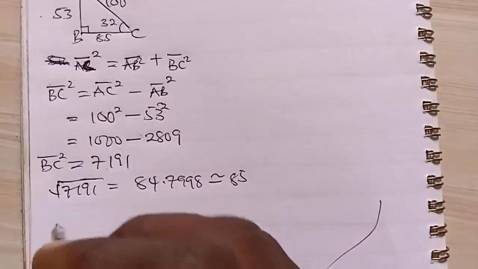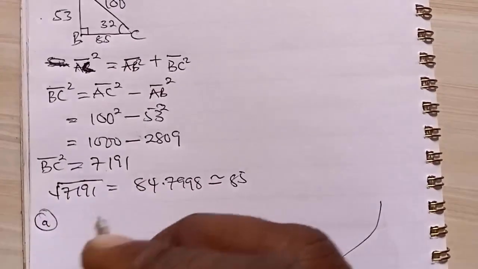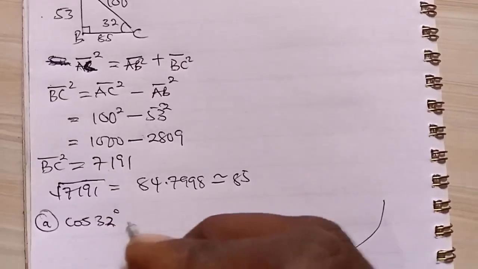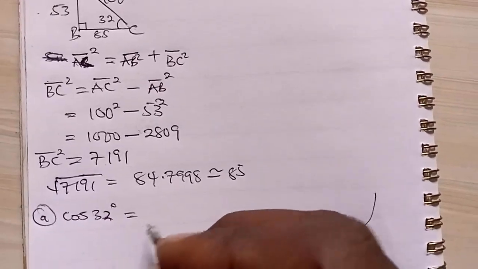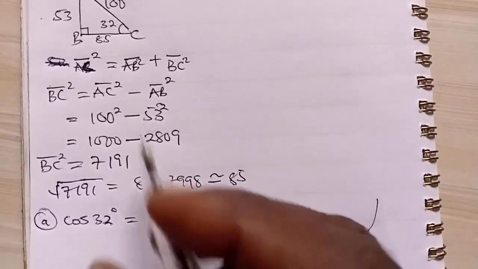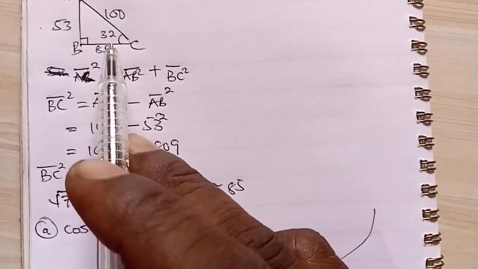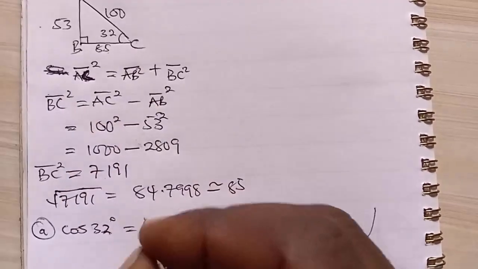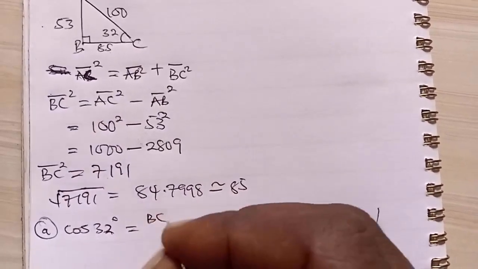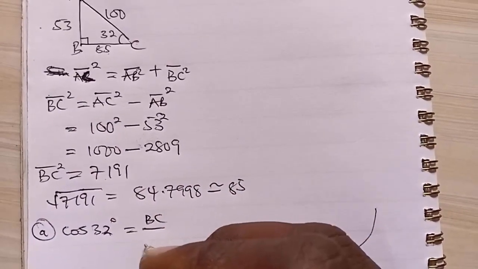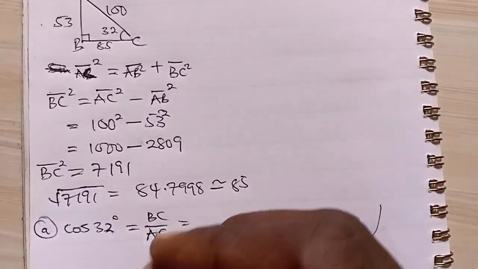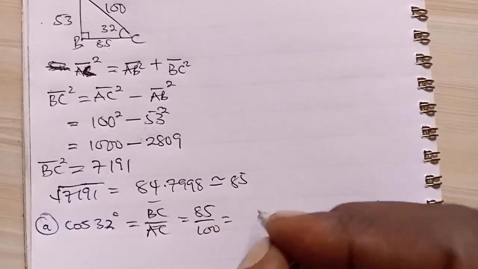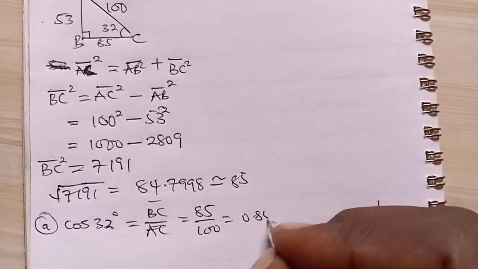Now, for us to find A, we should find cos 32 degrees. Remember that cos is adjacent over hypotenuse. The adjacent of this line now is 85. Hypotenuse is 100. So this will be line BC over line AC, which is 85 over 100, which is going to give us 0.85.